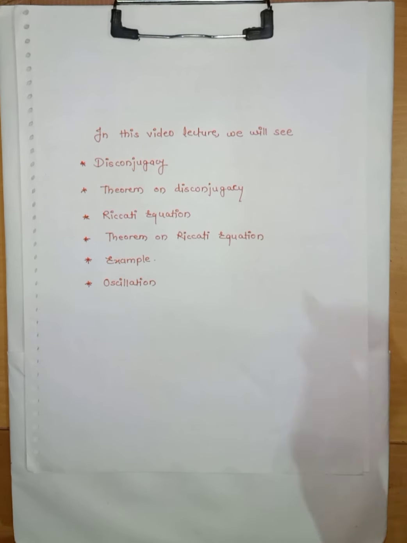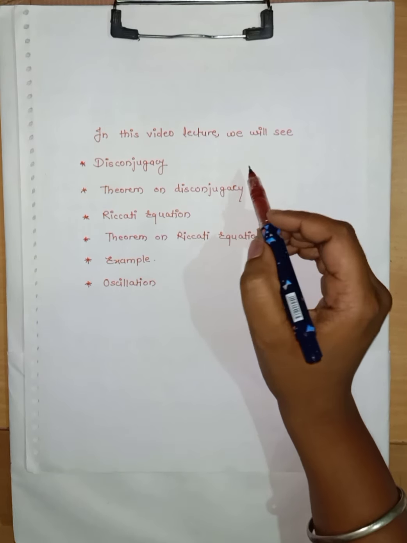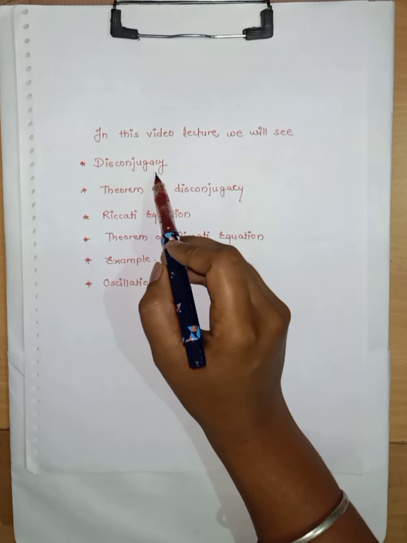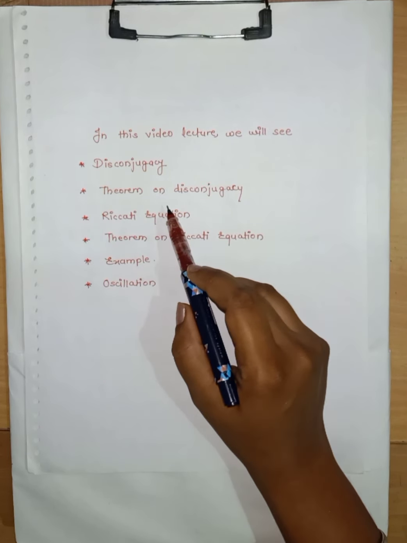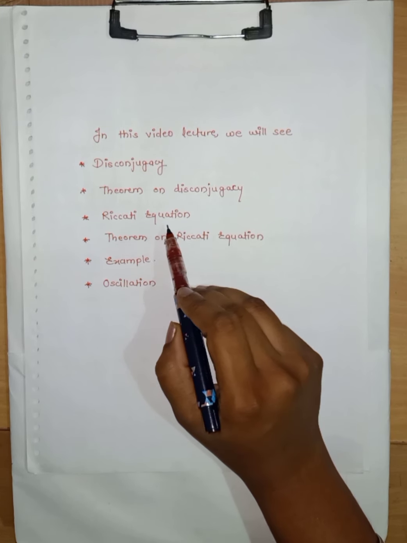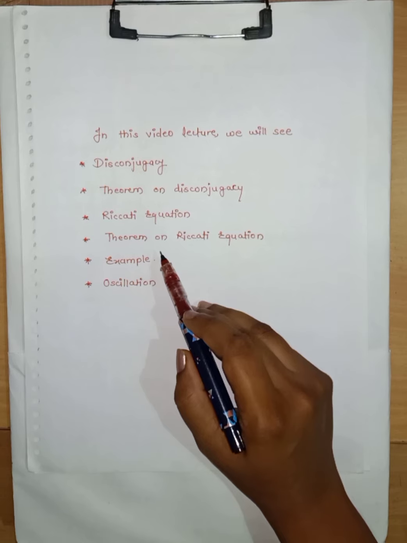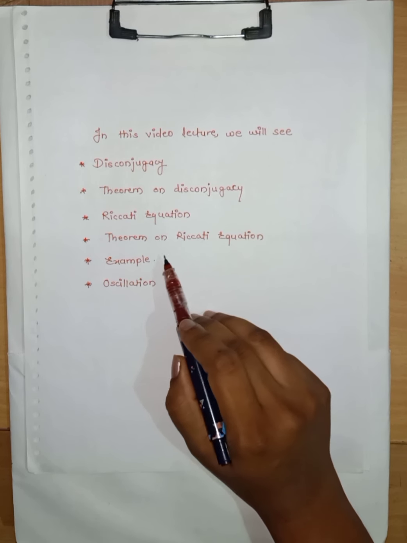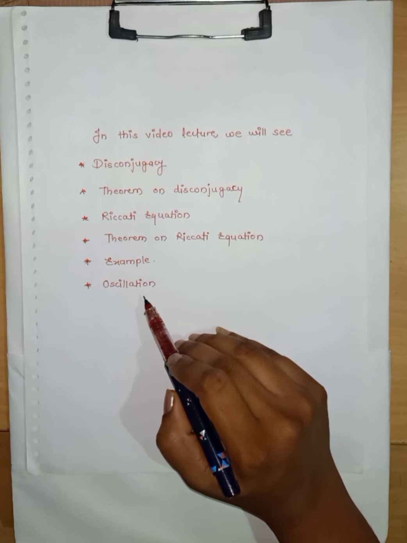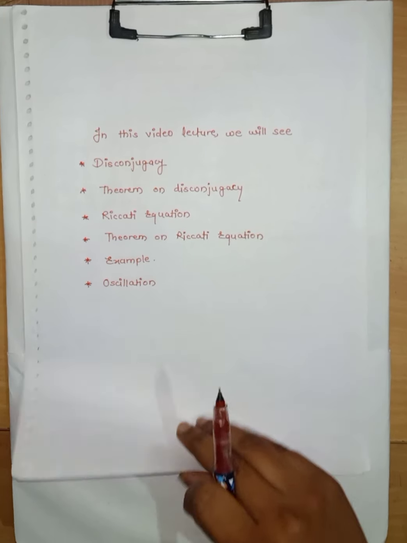So these are the topics which we will discuss in this video. First is the disconjugacy, second is the theorem on disconjugacy, then next one is Riccati equation, then there is a theorem on Riccati equation, then there are examples, and the last topic will be oscillation. So let's start.